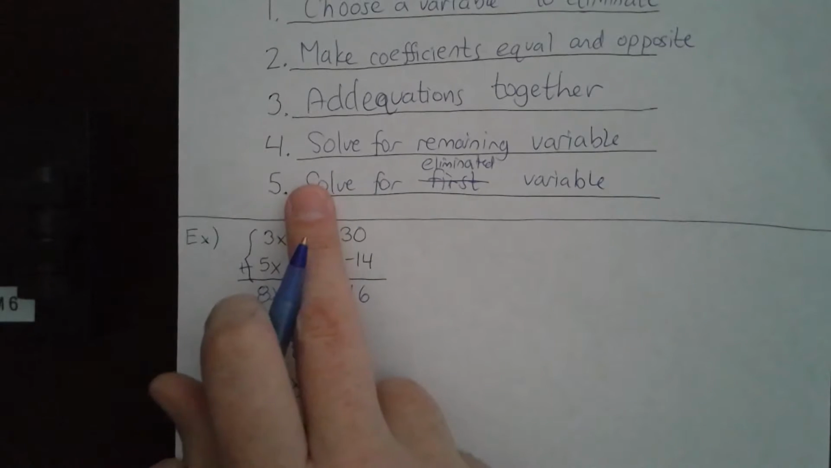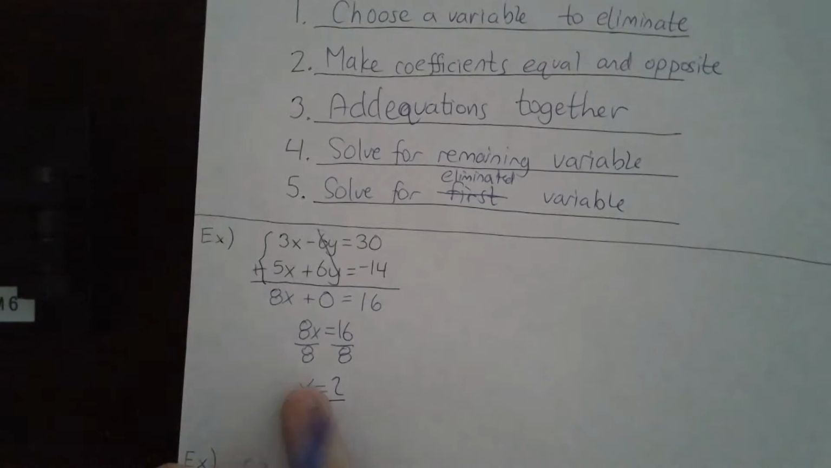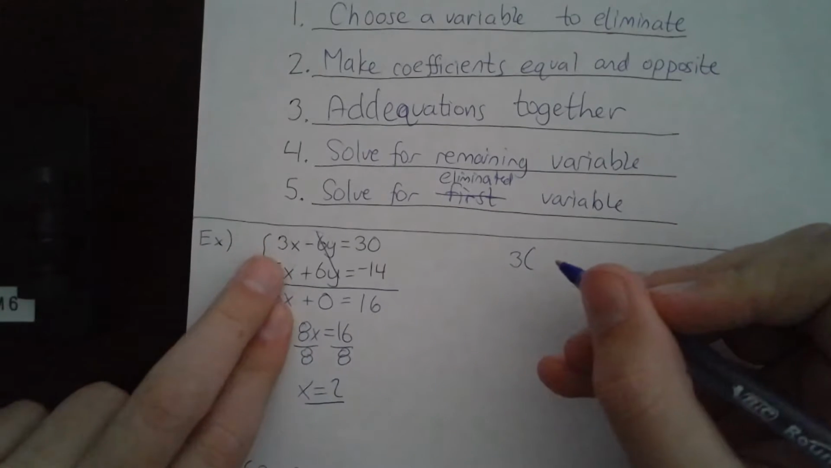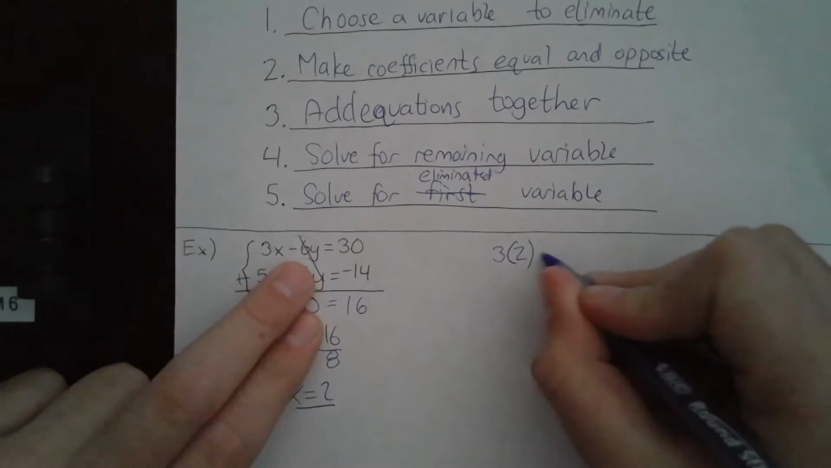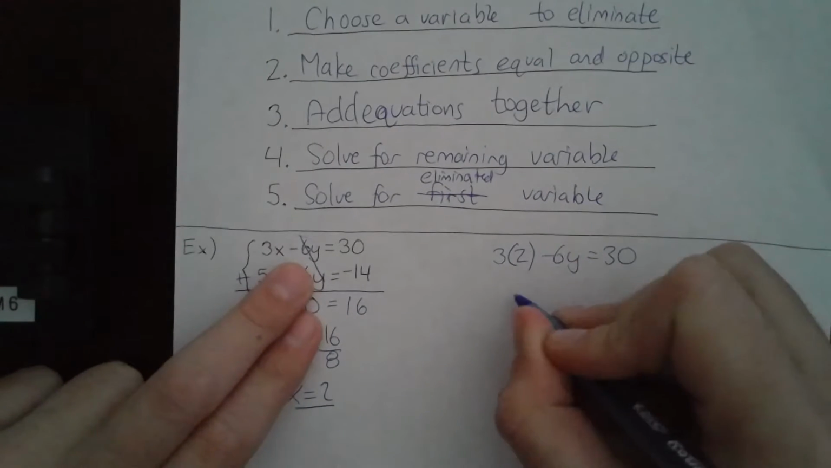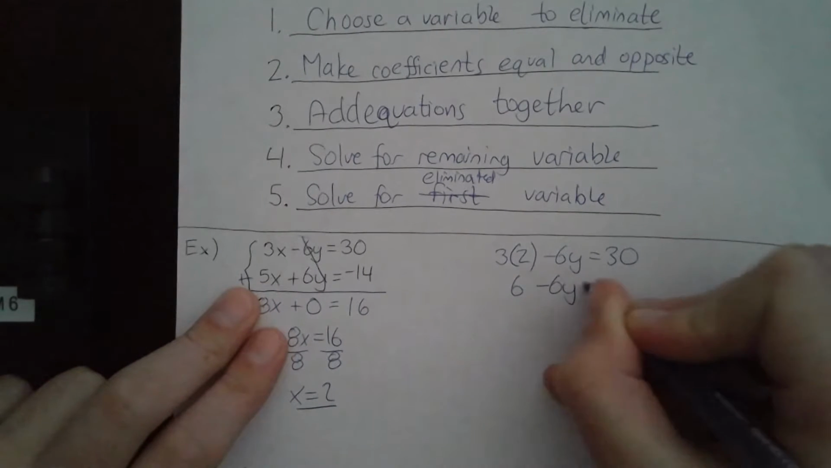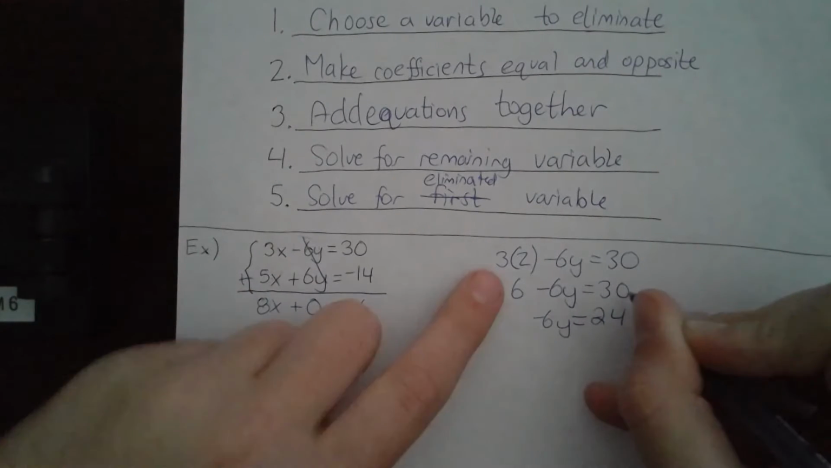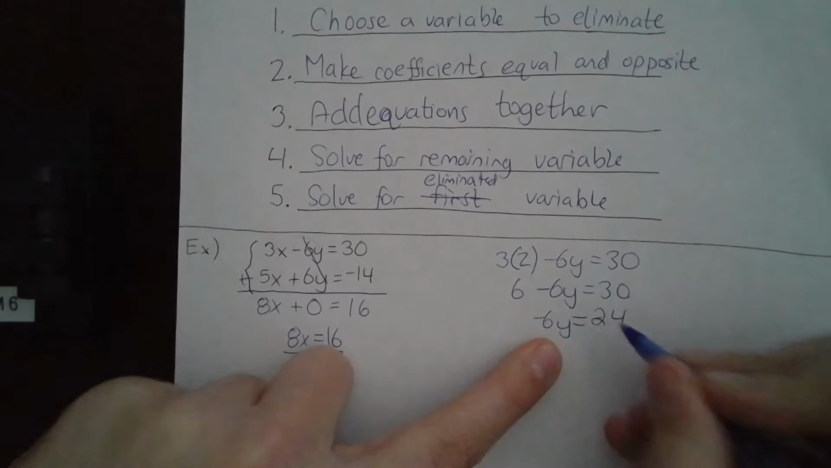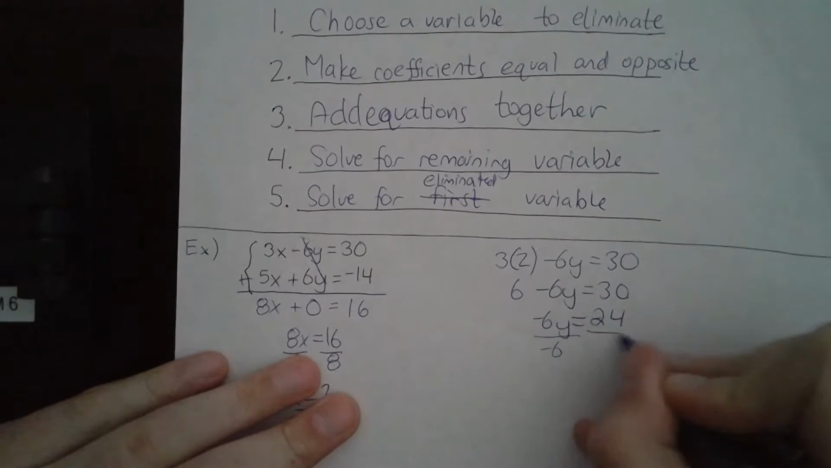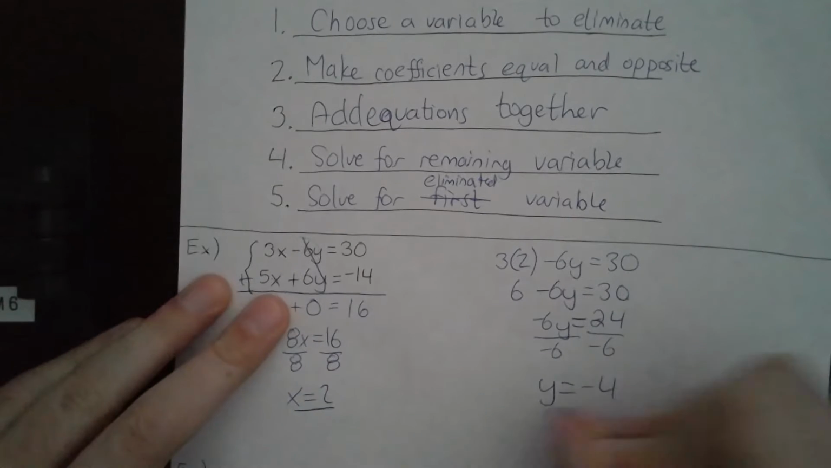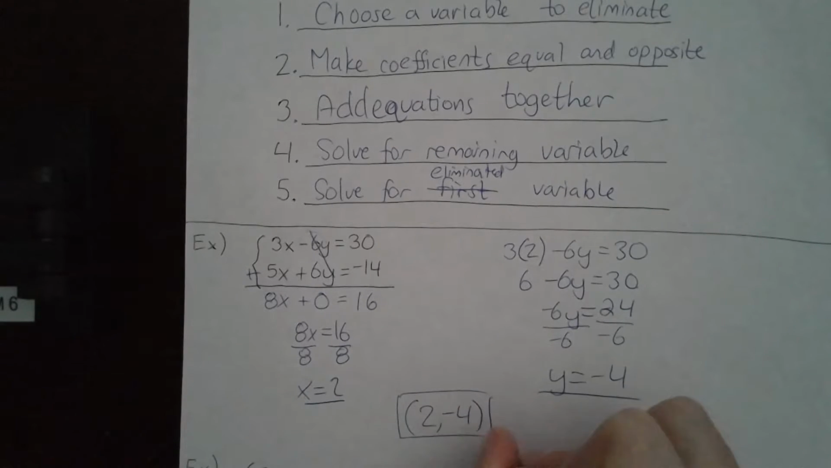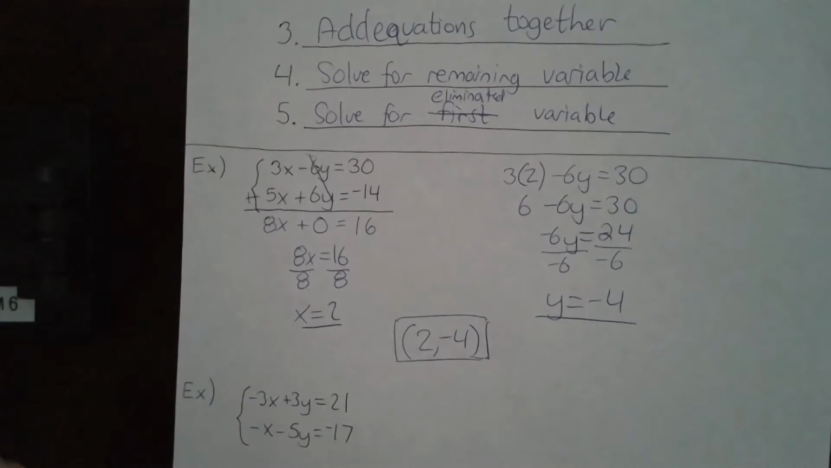Step 5, last step, solve for eliminated variable. We got to take 2, plug it back into one of these equations. Let's use our first one. 3 times 2 instead of x minus 6y equals 30. And then we just simplify. 6 minus 6y equals 30. So negative 6y equals 24. We subtracted 6 from both sides and got negative 6y equals 24. Divide by negative 6. We get y equals negative 4. So 2 comma negative 4. That's our answer. Not too tough.